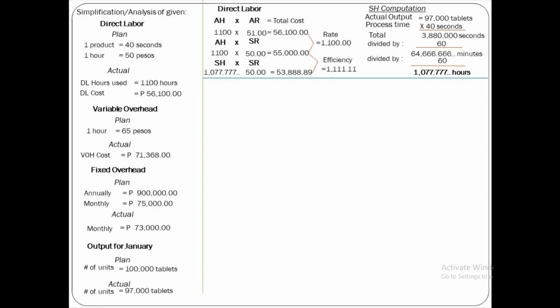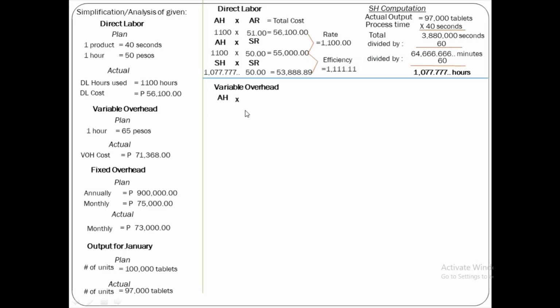And of course, instead of using quantity, you're going to use actual hours or standard hours in here. So that's it for the direct labor. Let's move now to the variable overhead. On the variable overhead, it follows the same pattern as direct labor and direct materials that I told you in the first video. That is what we call the AAS.